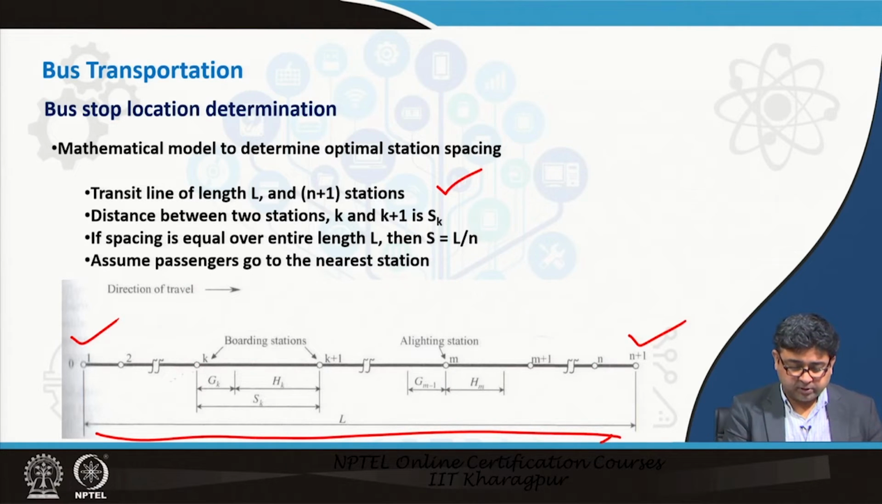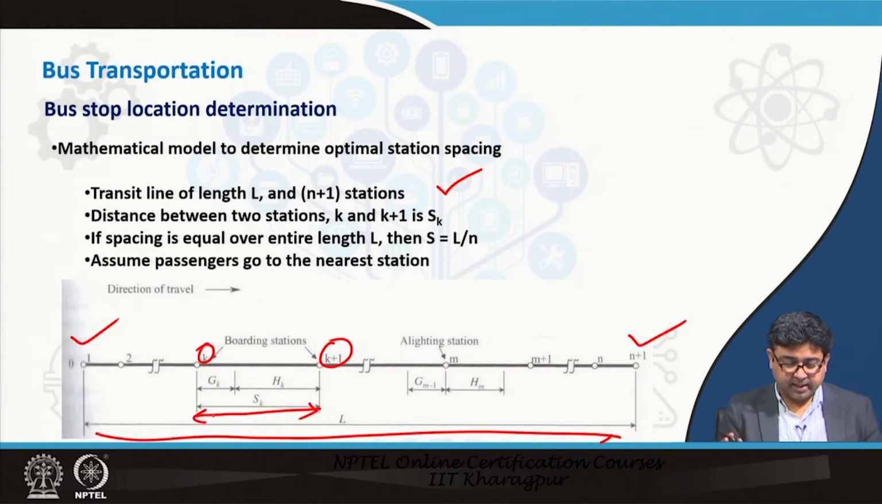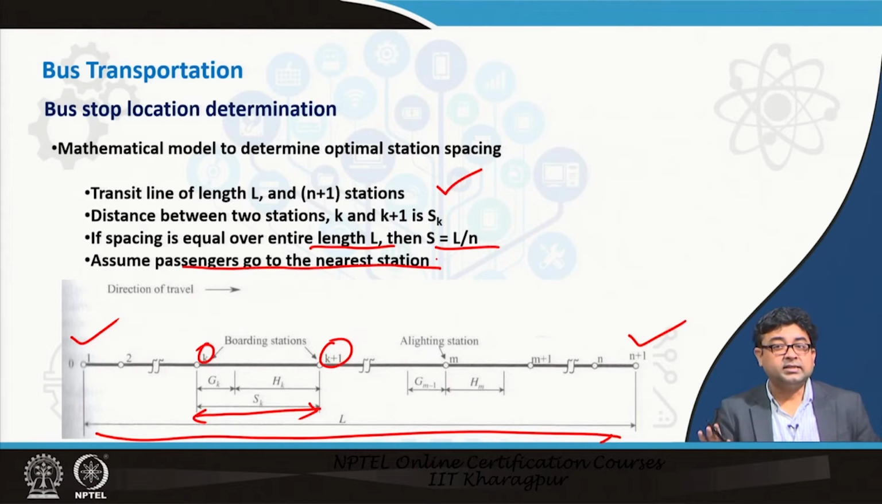Consider the distance between any 2 stations, say k and k plus 1. The spacing between them is S_k, and if the spacing is equal over the entire length L, then S is L divided by n. So, if these are all equally spaced, each spacing is L divided by n. Assume that the passengers go to the nearest station. That is a safe assumption to make. You would not want to access a station which is farther away than another station.